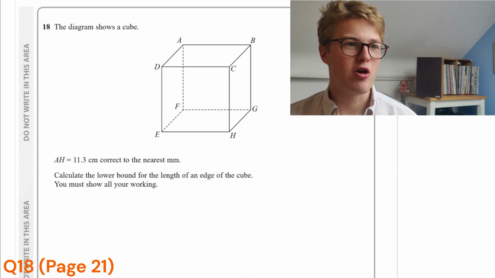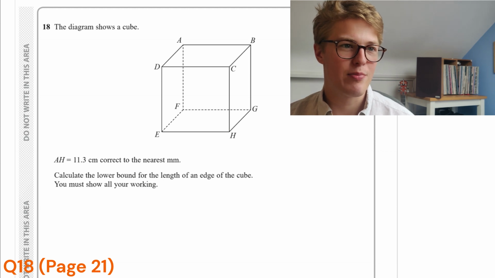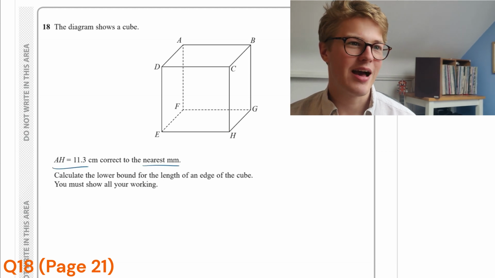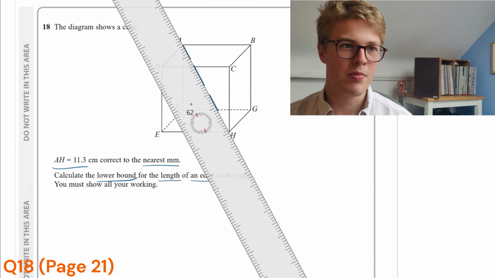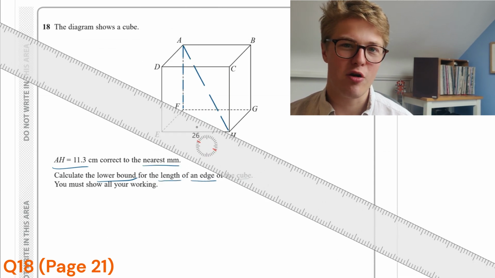The diagram shows a cube. AH is 11.3 centimetres, correct to the nearest millimetre. Calculate the lower bound for the length of an edge of the cube. You must show all your working. So the first thing I did is I drew out AH on the cube.